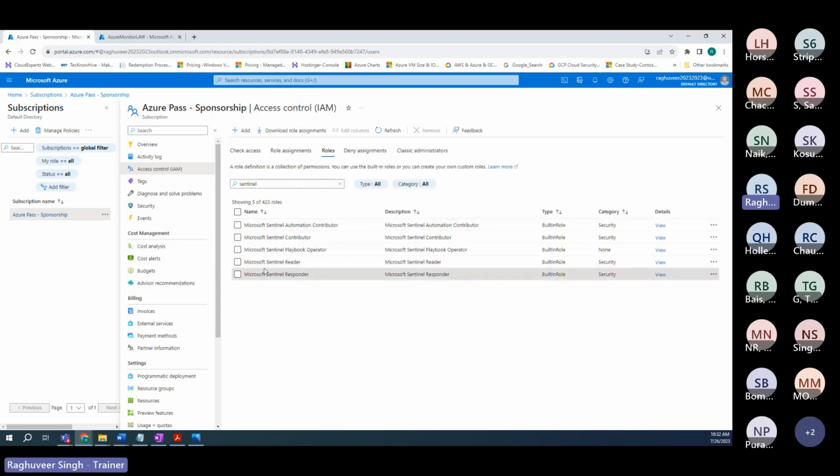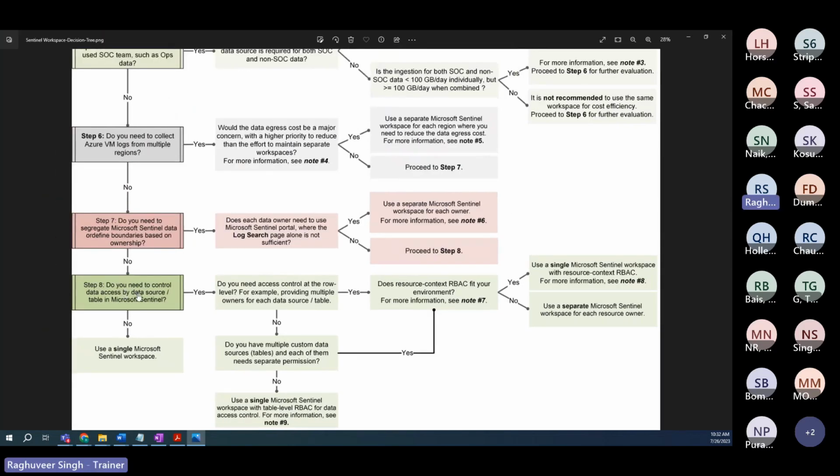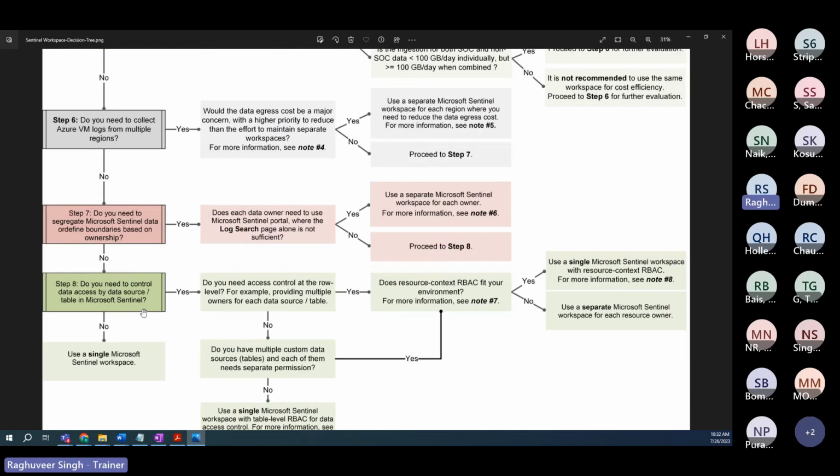So Microsoft Sentinel has RBAC also available. And by using one of these RBACs, you will be able to grant access to identities, which will help you with this step, which is the access part, that how do I want to control the access. So do you need to control data access by data source table? Yes. So it says, does resource context RBAC fit your environment? Yes. Use a single Microsoft workspace or separate. So you can configure access at the table level also. So accordingly, you will take a decision.